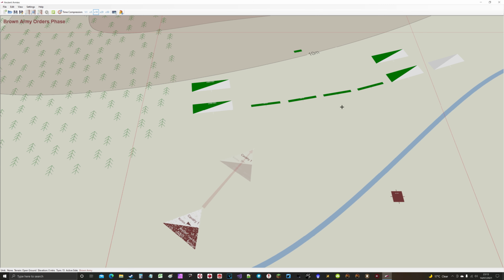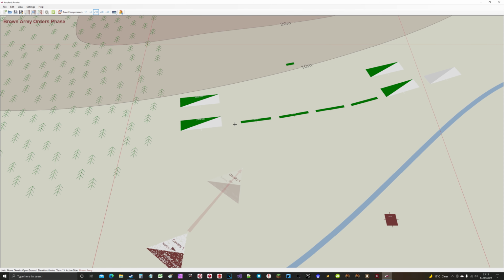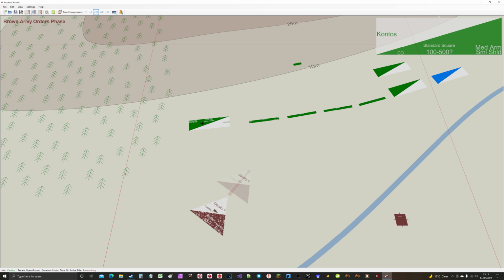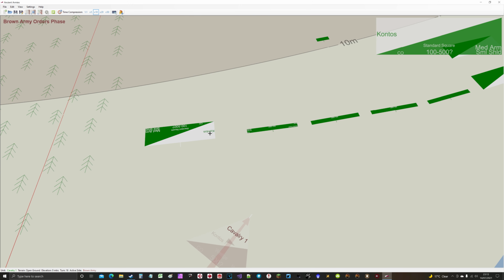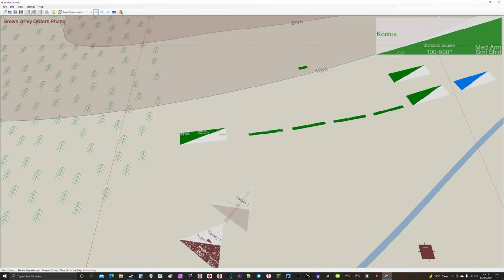Look at that, we've identified that these are all enemy. Still no extra information popping up. Let's see if we get anything else as we get near. So we've now got some physical information. We can see this guy is armed with a Kontos, in square formation, and we can see it's got medium armour and a small shield. We don't know who it is because we're not close enough yet.